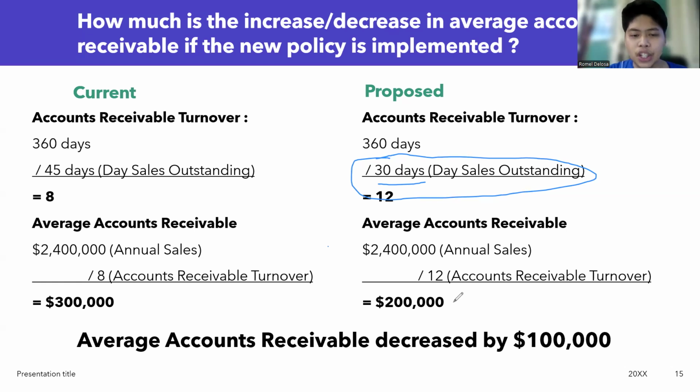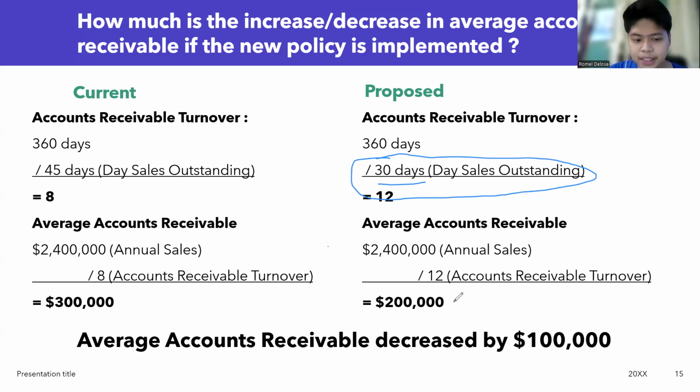Okay? So therefore, magkano yung increase or decrease sa average accounts receivable? Average accounts receivable decreased by $100,000. Ibig sabihin nun, yung average AR mo bumaba kasi mas mabilis ka nang nakakakolekta ng receivable because of the new policy. So yung average AR mo nabawasan. It decreased by 100,000. So ganun yung nangyari.